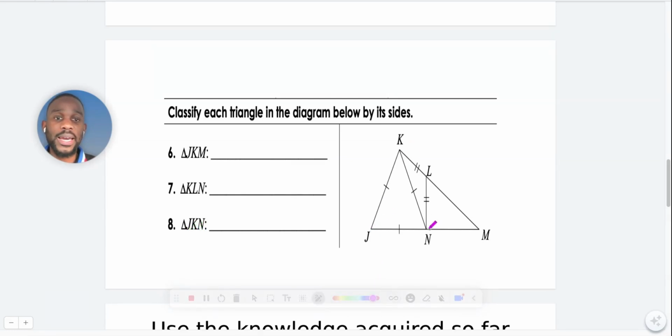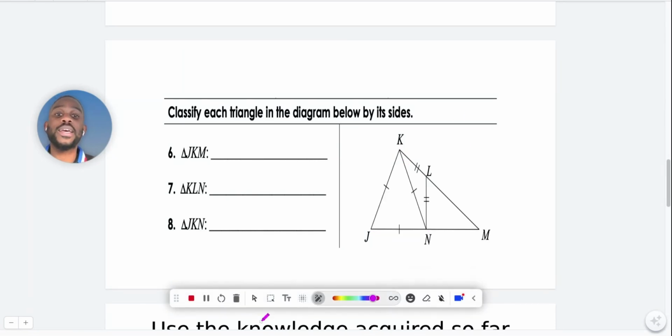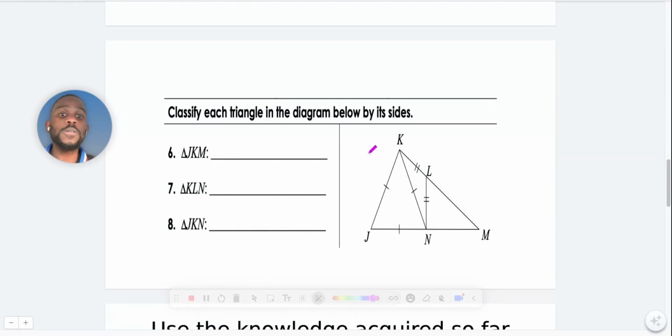So JKN right there. From J, we go to N and come back to the starting point. They're telling you that this side is equal to that side and it's equal to that side. Which triangle has all three sides equal? An equilateral triangle. So guys, we used the knowledge of the first video to classify these triangles.